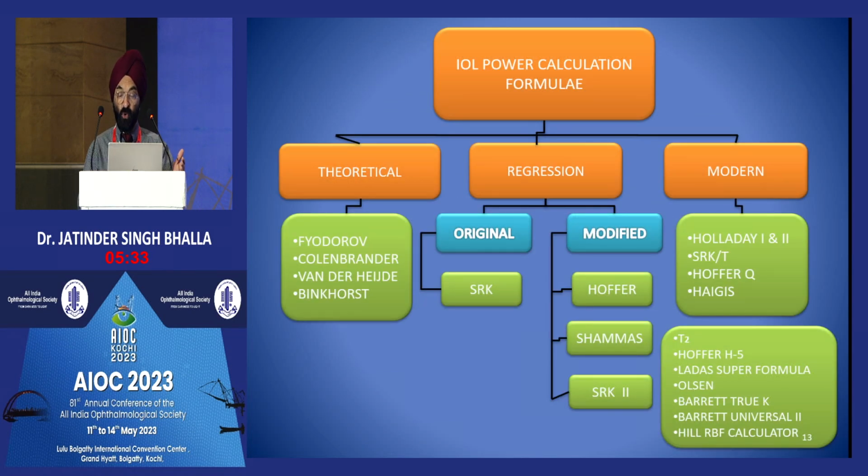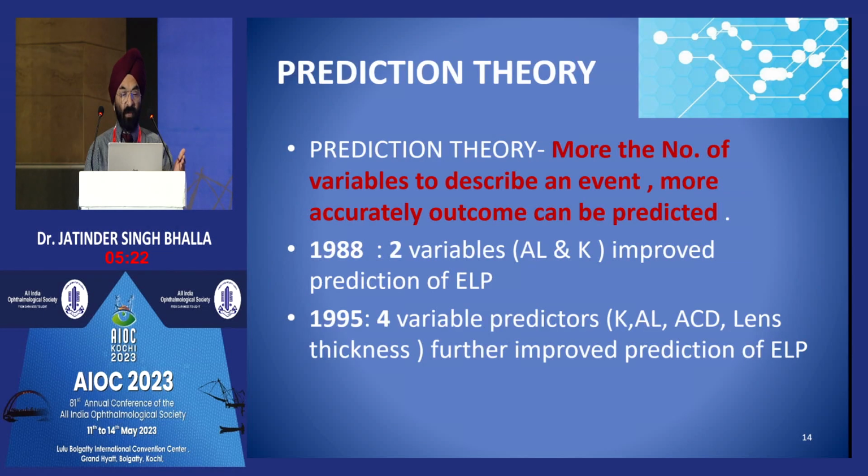So what are these newer formulas? I'm just going to enumerate the basic features of these newer formulas like Hoffer H5, Ladas, Olsen, Barrett, and Hill RBF calculator. Prediction theory says the more the number of variables to describe an event, the more accurately the outcome can be predicted.